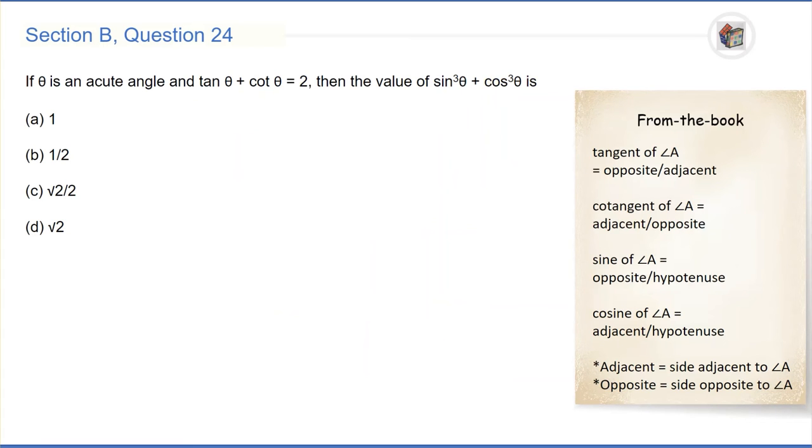Question 24. If theta is an acute angle, so it's between 0 and 90, tan theta plus cot theta is 2, then we have to find the value of this. First thing here is we can see cot theta is equal to 1 upon tan theta.